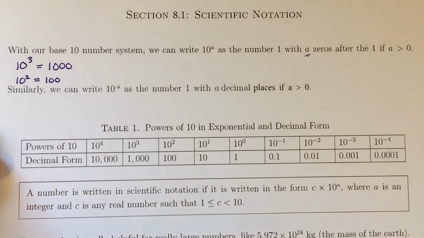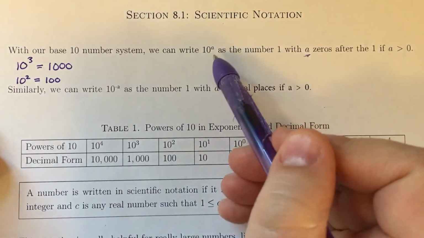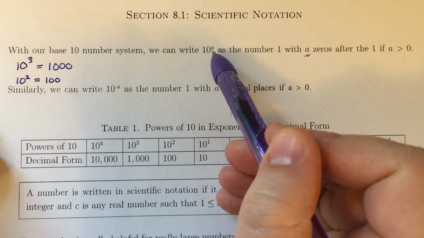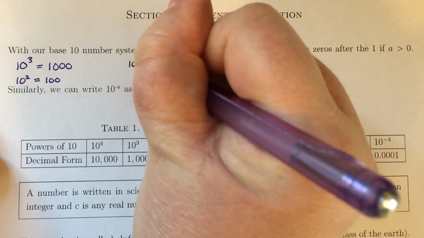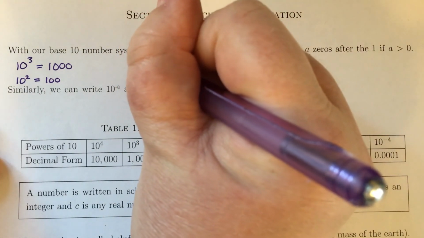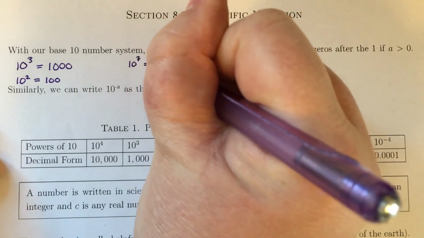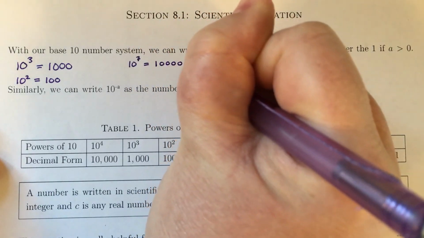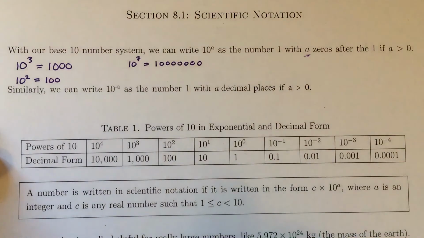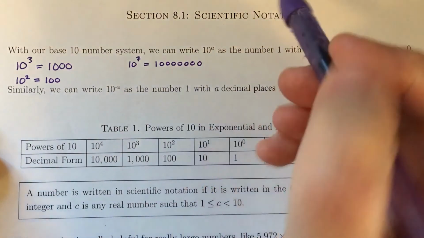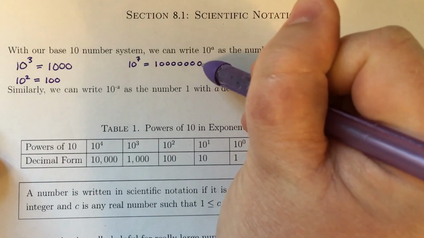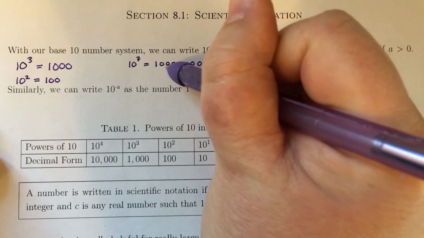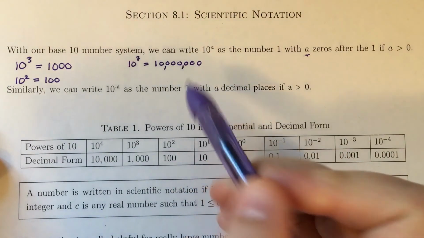But this works no matter what that exponent is, for any whole number that's greater than 0. So 10 to the, let's just say 7th, would be a 1 with 7 zeros. And usually what I would do is just write out the 7 zeros and then figure out what that number is by counting backwards this way. Every 3 gets a comma, so this is 10 million.